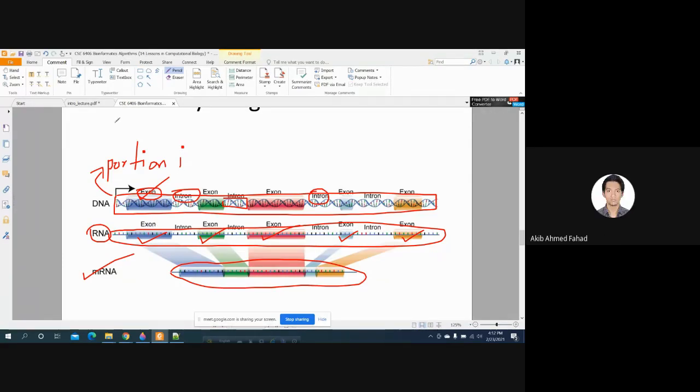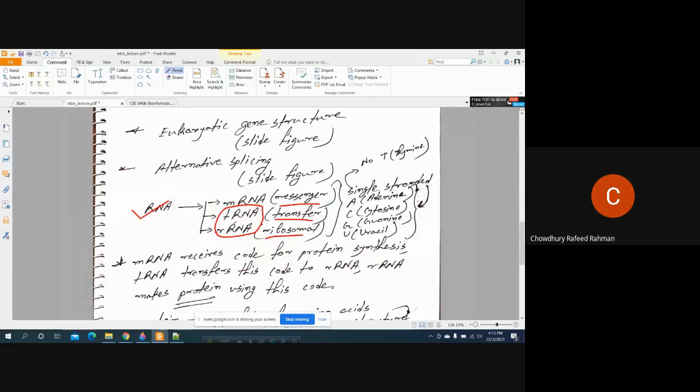Yes, sir. Okay. Now tRNA and rRNA are a little bit different. tRNA and rRNAs already exist in our cell. They don't need to be formed from the DNA. So these two types of RNAs are not dependent on our DNA. They are already available in our cell by the creator.